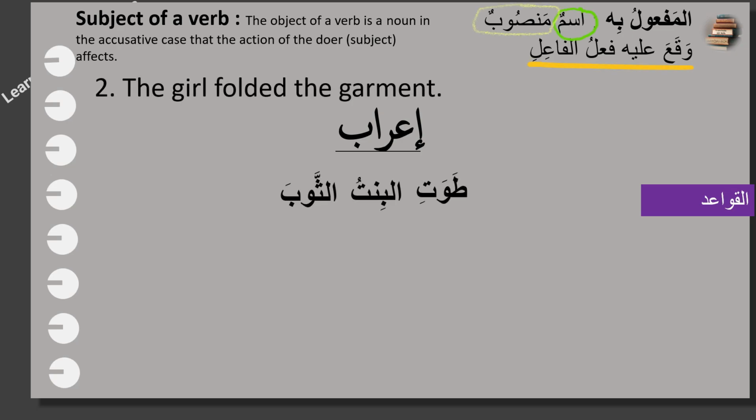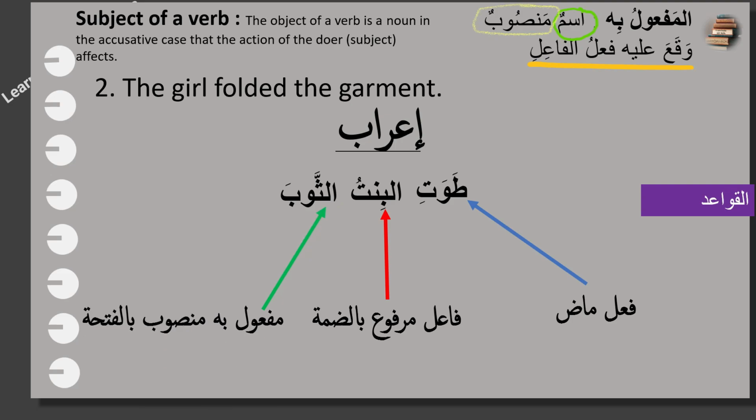طوت البنت الثوب. So what do you think طوت means? How can you apply the إعراب here? طوت is فعل ماضي. It's past tense. And البنت is the person who has folded. So who has done the action? It's فاعل مرفوع بالضمة. And الثوب, this is where the action is happening to. So it's the object, مفعول به. So we say مفعول به منصوب بالفتحة.